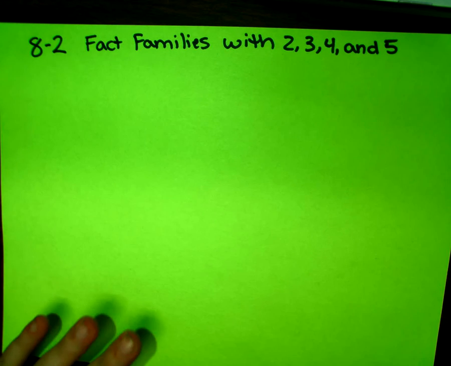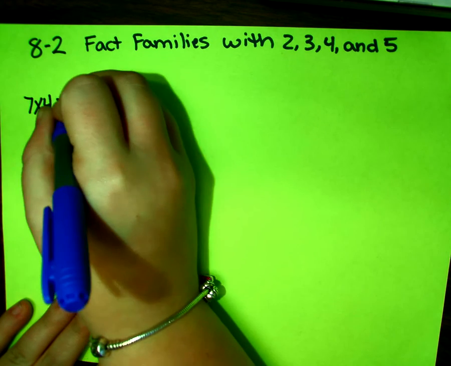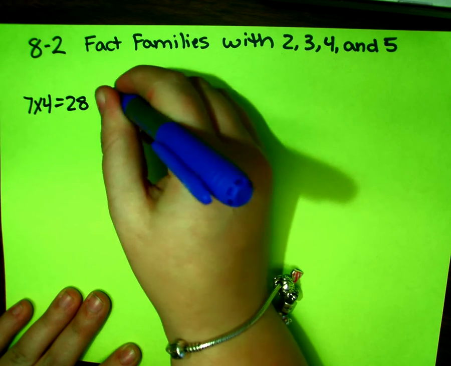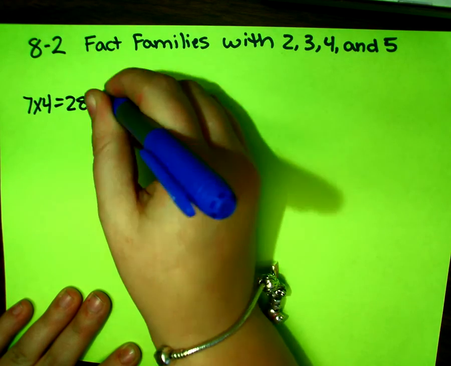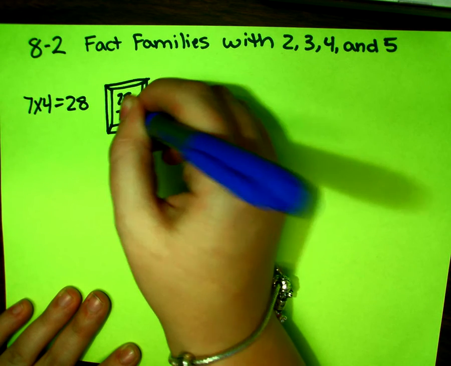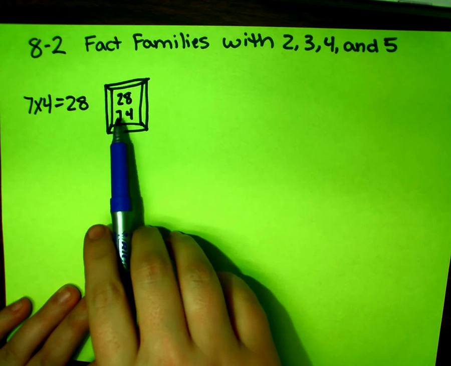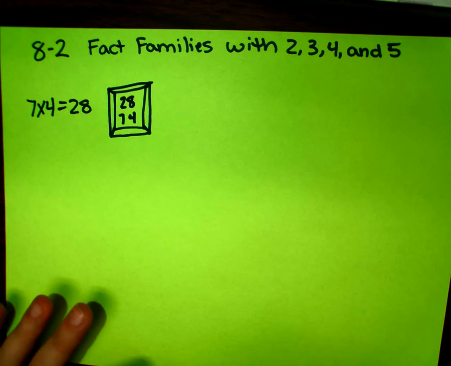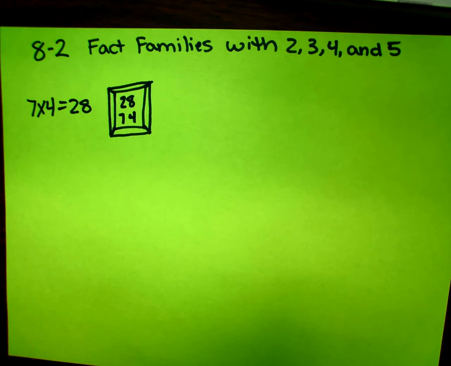For example, if I have a multiplication problem like 7 times 4 equals 28, I know that the three numbers in my fact family are going to be 7, 4, and 28. So I like to think of them as a little family. Here's their family picture. Anytime I write an equation in this fact family, I have to use the numbers 7, 4, and 28. I can't use any other numbers. But I could use these numbers, if I know 7 times 4 is 28, to help me with division.